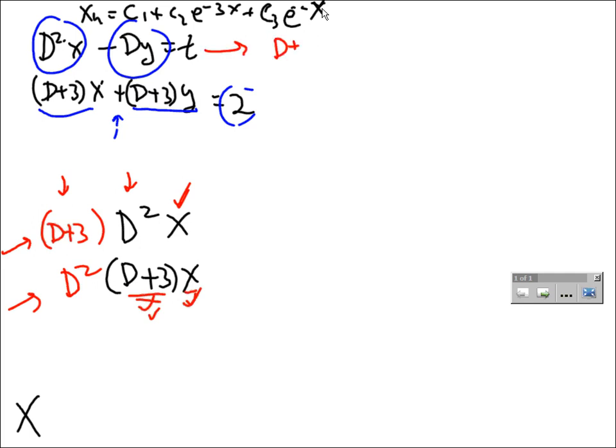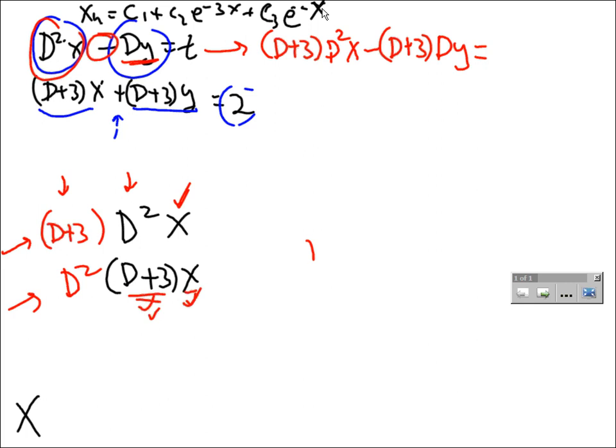So I do d plus 3 to this term, minus, I do d plus 3 to this term. That's where I got my minus from. And I do d plus 3 to the t. Derivative of t is 1 plus 3t, or 3t plus 1.